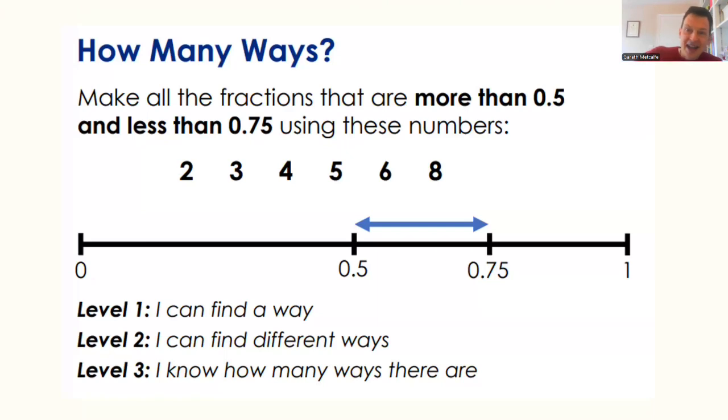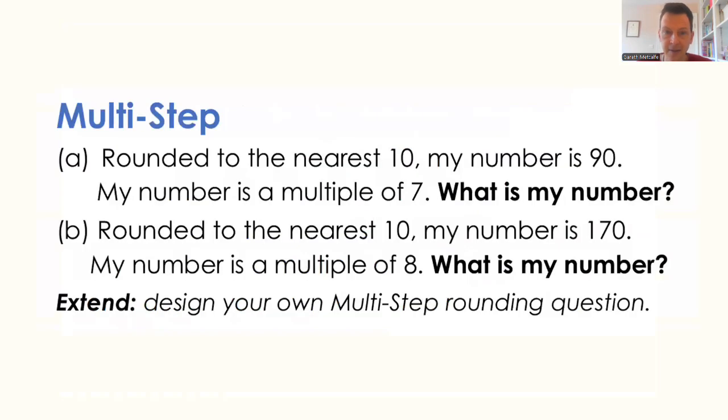Now, similarly, this is a how many ways question. Make all the fractions that are more than 0.5 and less than 0.75 using these numbers. So that might be inserted where we are essentially practicing, helping the children to become fluent. But the question structure enables the problem solving, in this case, children thinking systematically to find all the different possible answers. So how many ways is absolutely ideal for that.